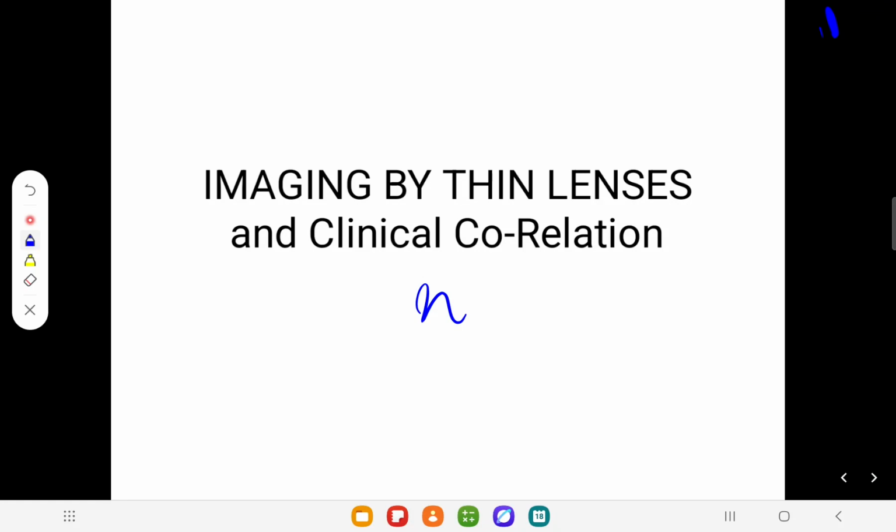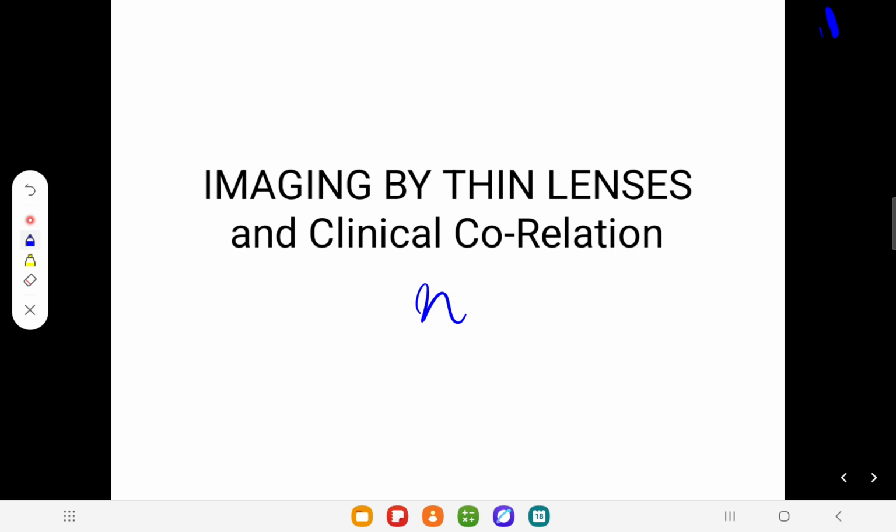Let's discuss image forming by plus lenses. Why I chose this topic is because of the clinical correlations that we are going to make, and a lot of times students cannot make the clinical correlation between plus lenses, how the image forms, and the clinical procedures. For example, 20 diopter examination of the fundus, 70 diopter, 90 diopter, or let's take the example of a stand magnifier.